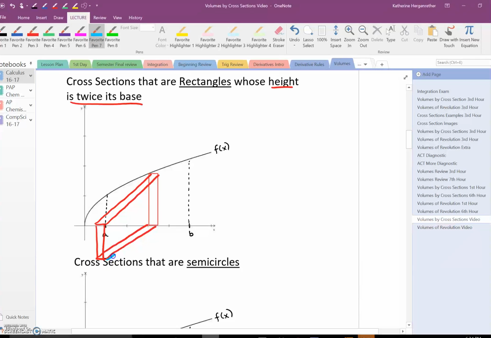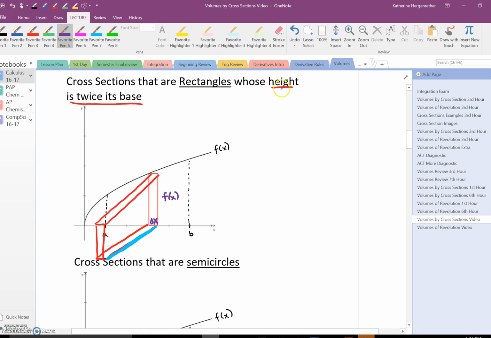So this is the height that's coming out of the paper at you. That's the dimension coming out of the paper. So once again, this is f of x, and this is delta x. But we have to know how long this distance is, because if we're going to find the volume of this, we have to know our length, width, and height for this.